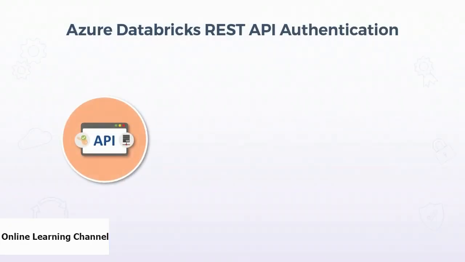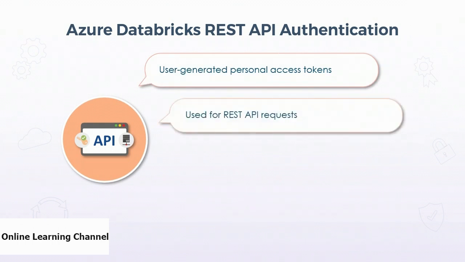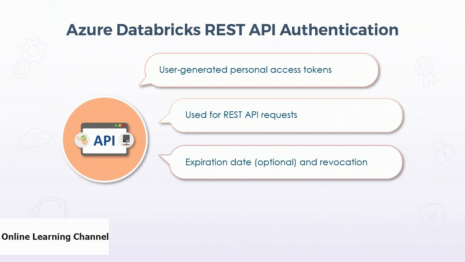Now let's take a look at using REST API authentication with Azure Databricks. To authenticate to the Azure Databricks REST API, all you need to do is create a user-generated personal access token and include that personal access token into your API request as a bearer header. These tokens come with an expiration date, that's optional, and revocation. So you can make a token expire after 7 days, or you can revoke a token easily if a person no longer works with the organization or doesn't need access to that Databricks workspace.